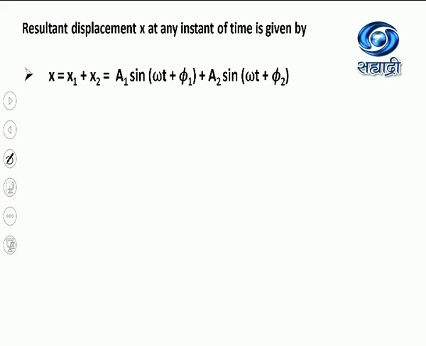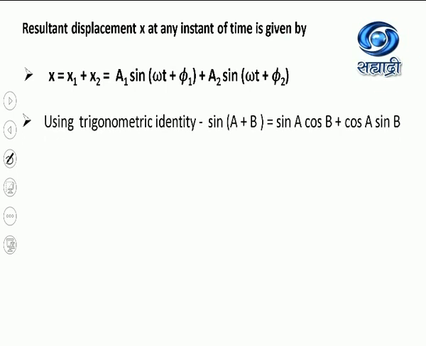x can be determined as x1 plus x2, which is a1 sin(omega t plus phi 1) plus a2 sin(omega t plus phi 2). Using the trigonometric identity sin(a plus b) equals sin a cos b plus cos a sin b, for both brackets omega t is equal to a, and for the first bracket b is equal to phi 1 and for the second bracket b is equal to phi 2. This trigonometric identity will help us split up the first and second brackets.